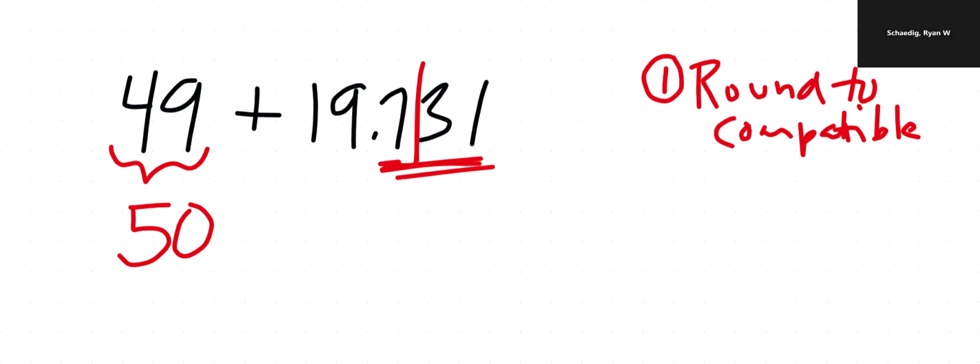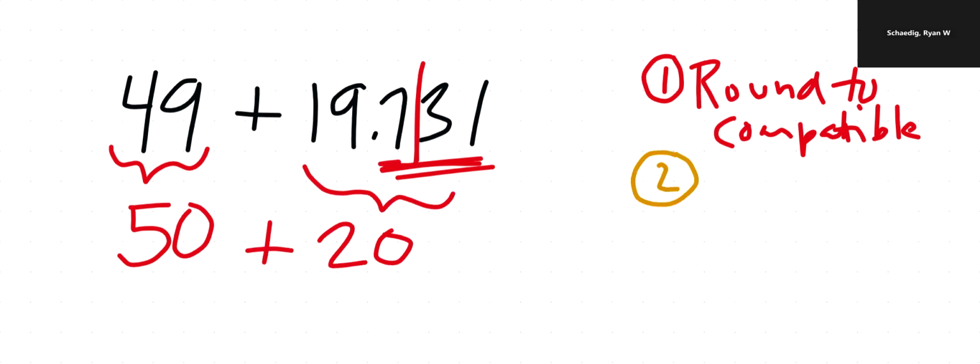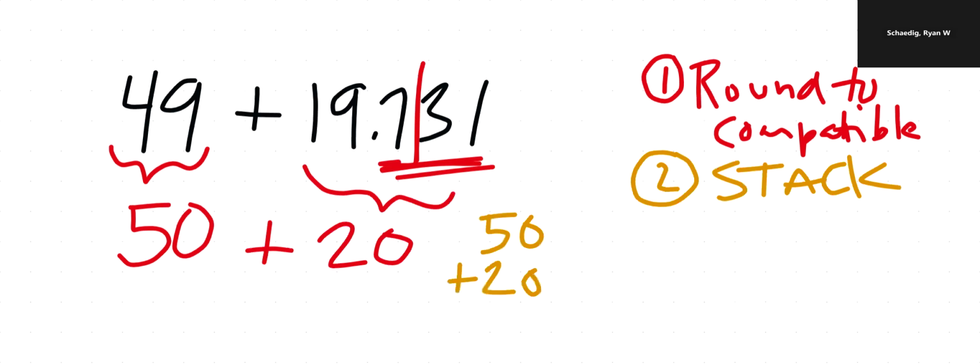I mean, you can see there's some mental math, but let's stick with the rules here. So let's go ahead and stack it. I'm going to end up with 50 plus 20. And when I solve that one out, again, I want to note my operation, which is addition.